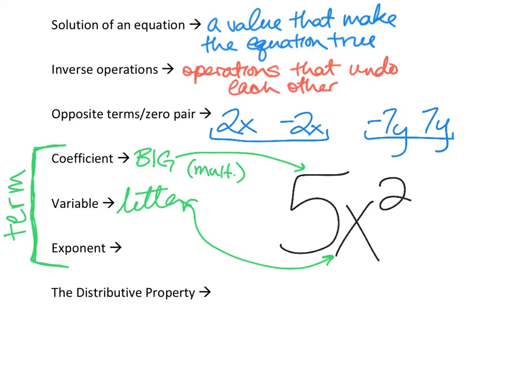So I'm multiplying 5 times x. Which means that the only piece left we haven't talked about is the exponent. That exponent is the small floating number floating up there in the superscript. The small floating number tells me how many times x is multiplied by itself. We're going to talk more about exponents in the second semester, but we need to know that they're a part of every term. So we have a coefficient, the big number, the variable is the letter, and the exponent is the little floating number.